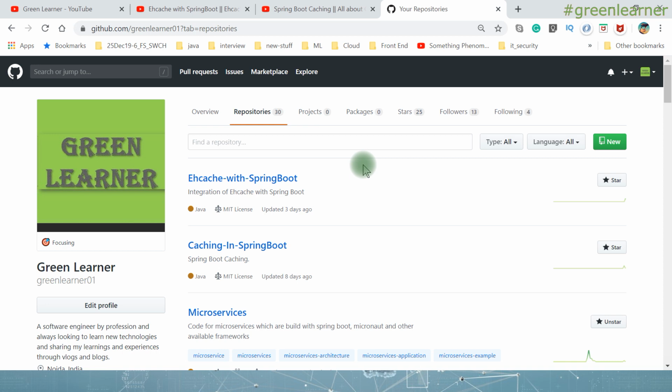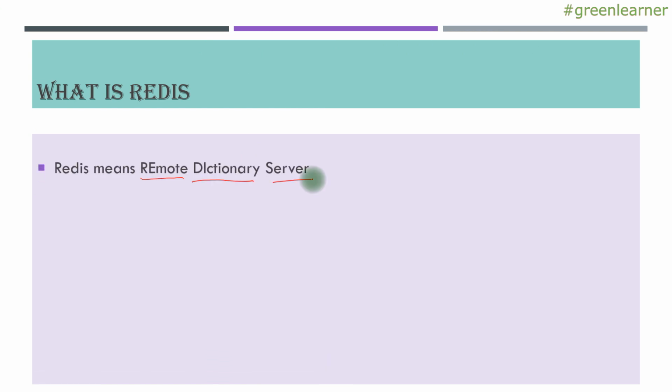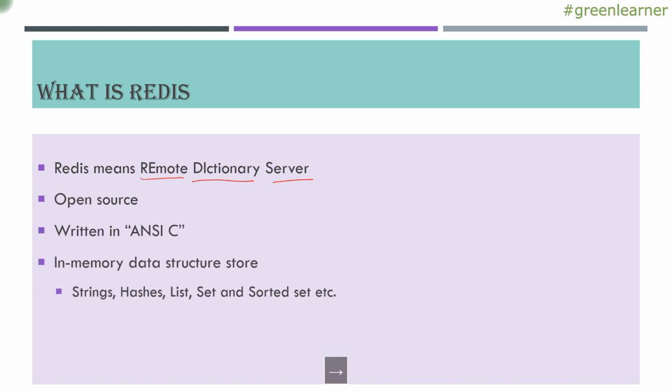So let's go ahead and see the basics about Redis, then we will jump into the demo part. So what is Redis? The word Redis means Remote Dictionary Server, right? This is open source and written in ANSI C language. It is an in-memory data structure store, which supports different data structures like string, hashes, list, set, sorted set, and many more. So Redis is basically a key value database.